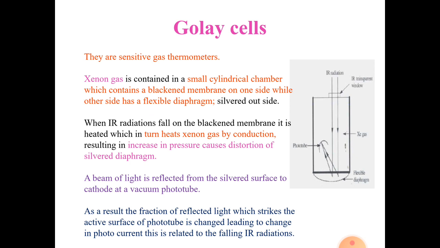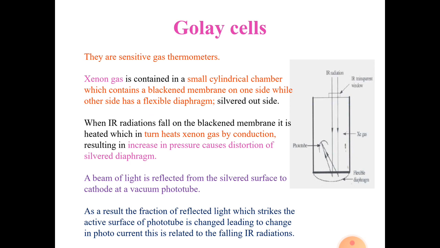By conduction, the xenon gas gets heated and the pressure inside the gas increases, thereby the diaphragm will move or distort from the initial position. While the diaphragm is distorted, light is reflected to a phototube. In such a way the setup was kept.